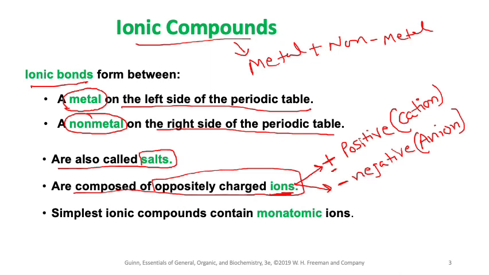The simplest ionic compounds normally contain monoatomic ions. So what is meant by monoatomic? Mono means single or one, and atomic means atom. So whenever you form an ionic compound, you combine one single atom with another single atom: one atom from the metal, one atom from the non-metal. That's why they are called monoatomic ions, right? But we're going to talk about this again in the upcoming slide.